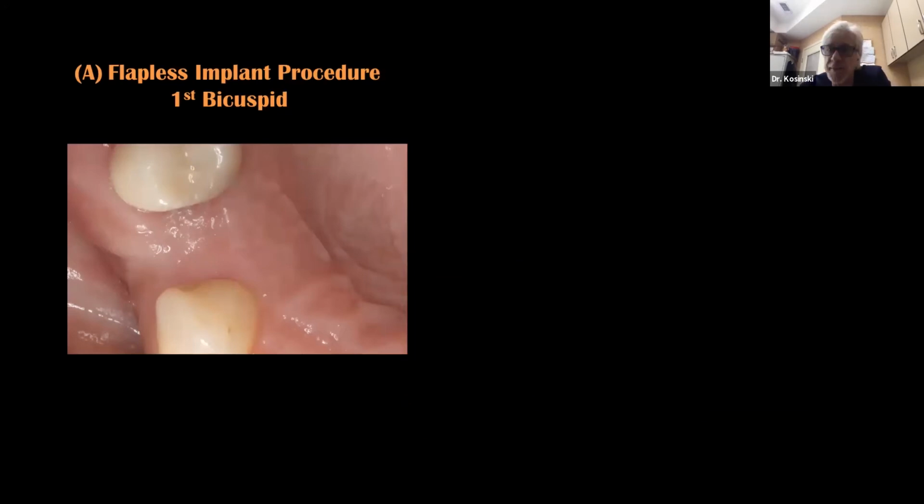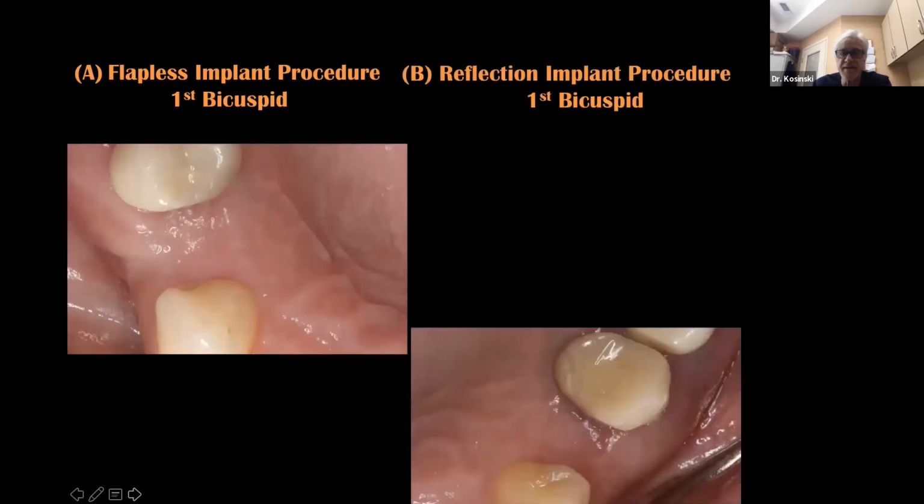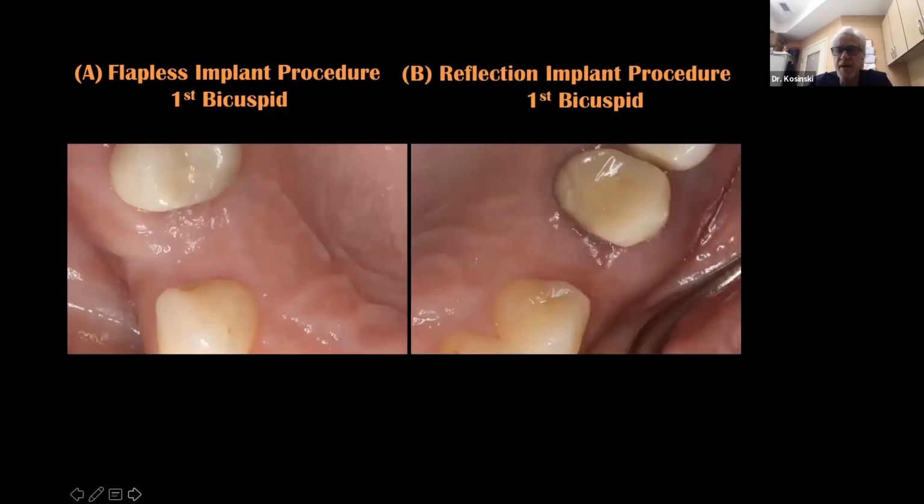When we're not sure, doctors, when it's not a slam dunk, when we don't have plenty of vertical height and adequate width of hard tissue, then we want to reflect so that we can actually see the site. So here's a patient, same patient, contralateral areas of the mouth.